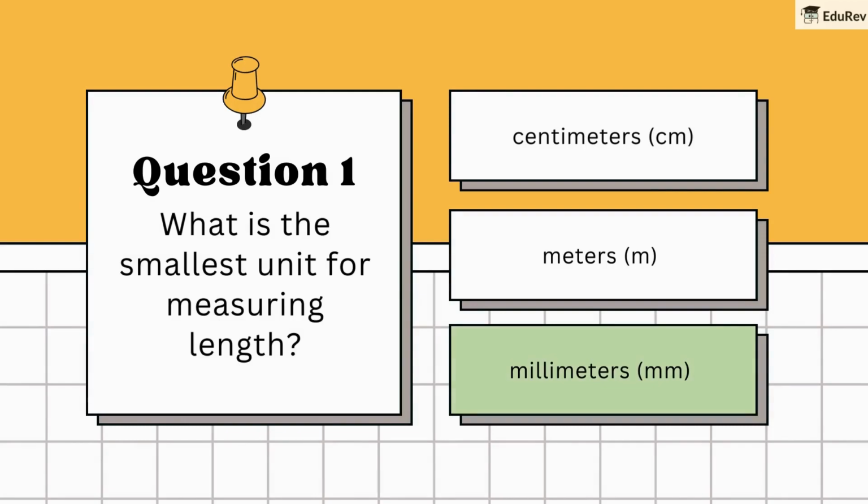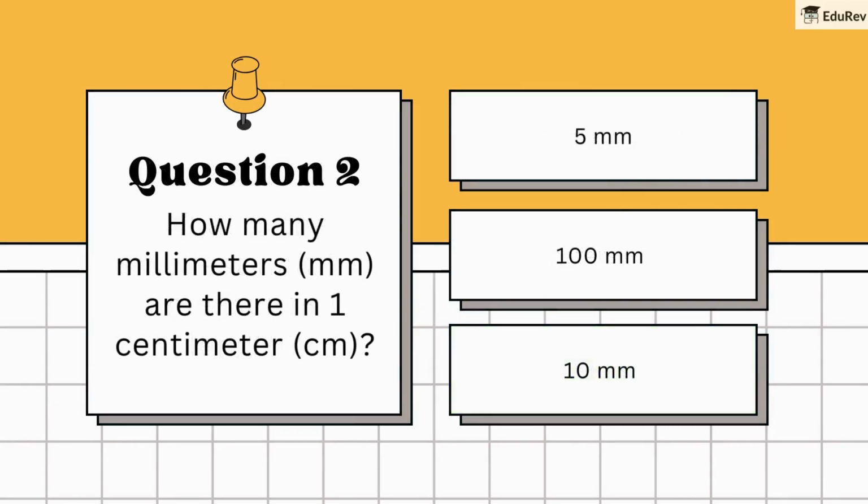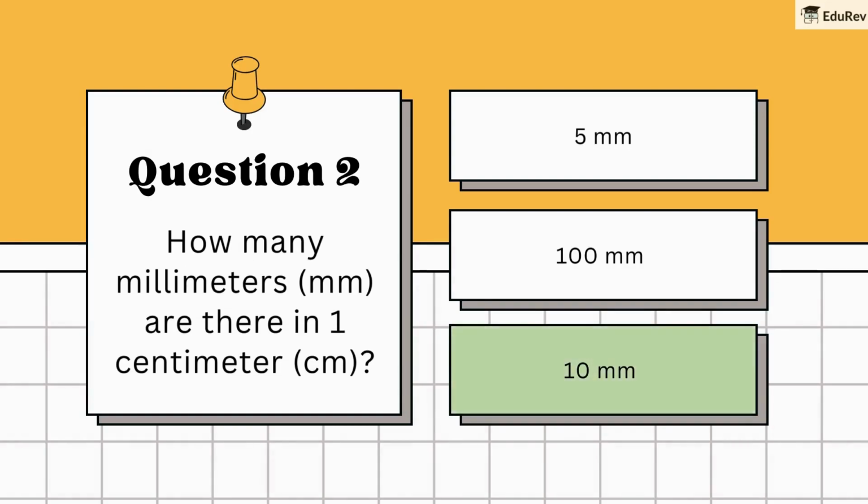That's right, it is millimeter. Second question, how many millimeters are there in 1 centimeter? Is it 5, 100, or 10? The answer is 10 millimeters.